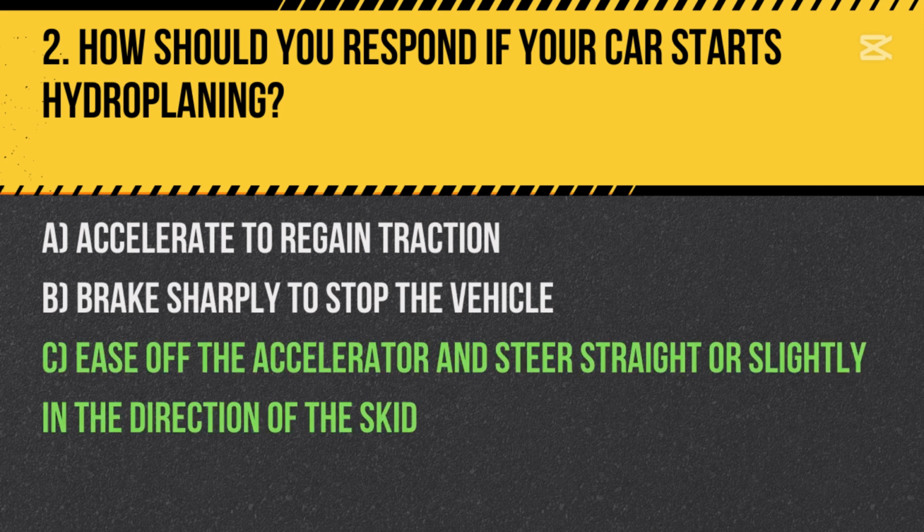C. Ease off the accelerator and steer straight or slightly in the direction of the skid. Answer. C. Ease off the accelerator and steer straight or slightly in the direction of the skid. This helps regain control and prevents the vehicle from skidding further.